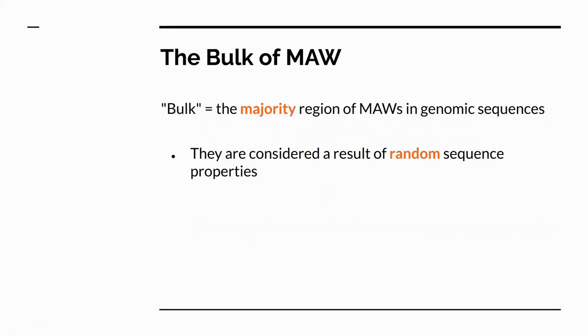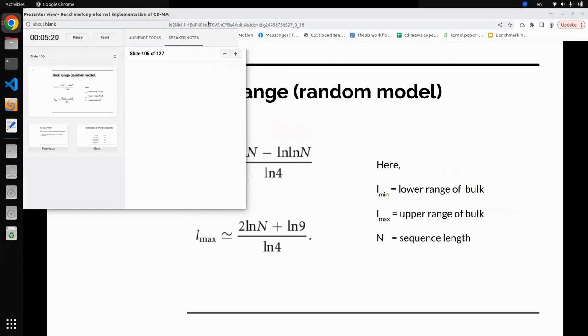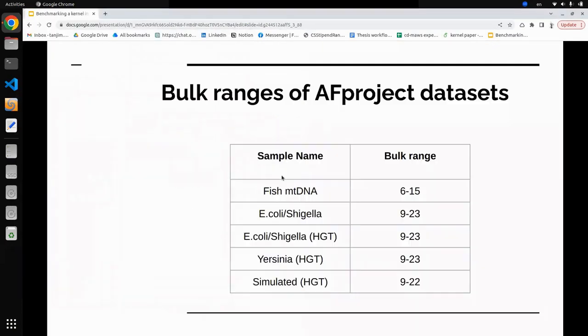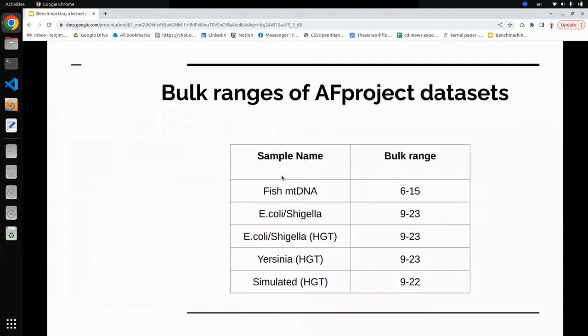The bulk of MAWs, we got this idea from a paper. Bulk is actually the majority region of MAWs in genomic sequences, which are considered a result of random sequence properties. So following the random model, we can calculate the lower range and upper range of the bulk. And we used this formula to calculate the bulk ranges on our previous AF project datasets.